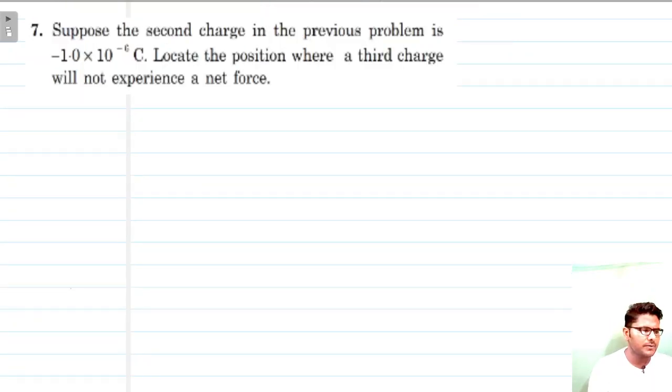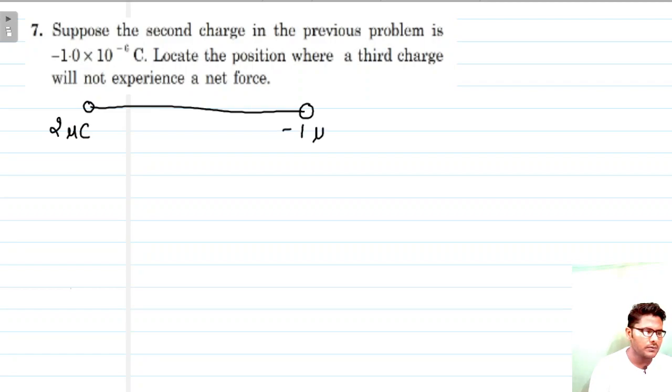Suppose the second charge in the previous problem is negative. In this question, the situation is somewhat changed. So in this case, the first charge is 2 microcoulombs. The second charge is minus 1 microcoulomb. So when we place a charge in between them, suppose let us place a charge Q. As this is a positive charge, it is also positive, so the charge Q will experience a force in the right direction. Also, this is negative and this is positive, so this will also apply a force in this direction. It means this cannot be stable in between these two charges.